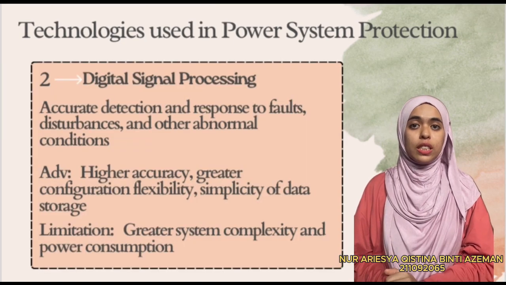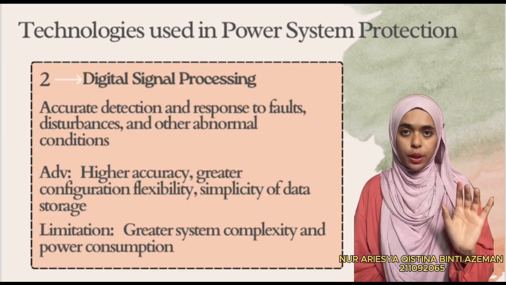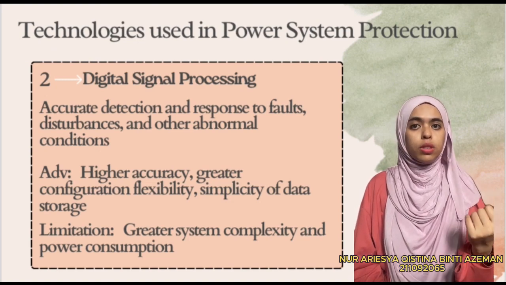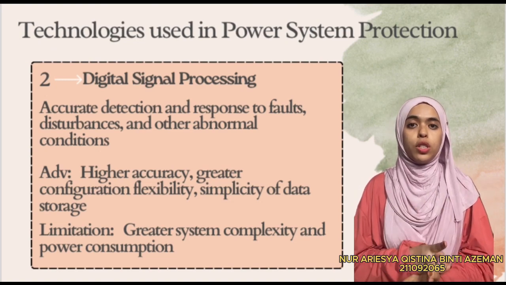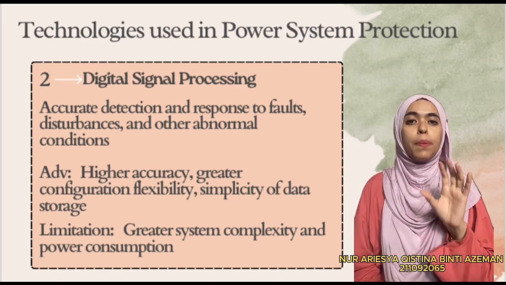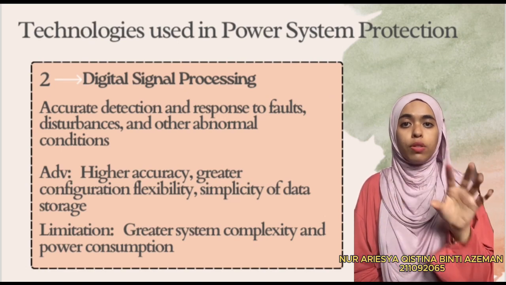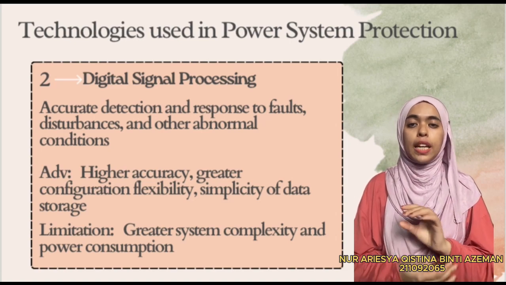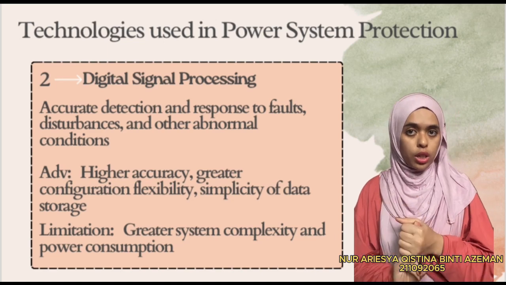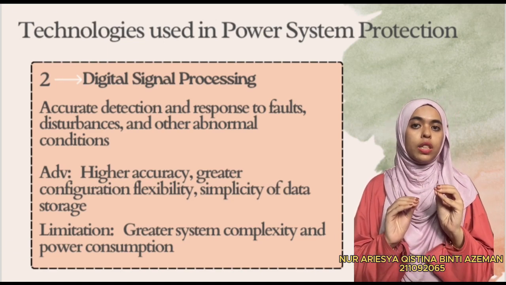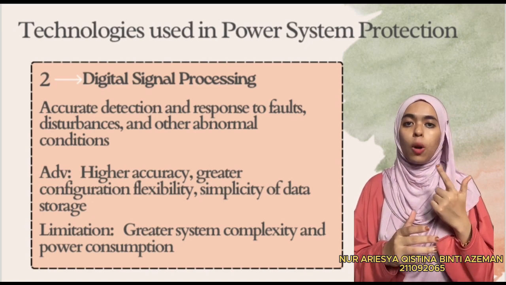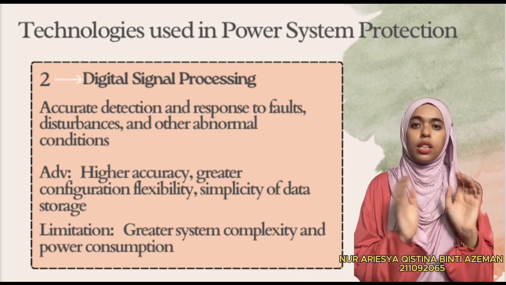The second technology is digital signal processing, DSP, which is used to analyze the real-time data from the power system and enable the accurate detection of fault and abnormal conditions. It can also be used to identify the types and location of fault and perform appropriate control to isolate the fault area. The advantages of DSP are that it has high accuracy, simplicity of data storage and time sharing. But the limitations of DSP are that the power consumption is high and the complexity is greater due to the AD converter and DA converter.